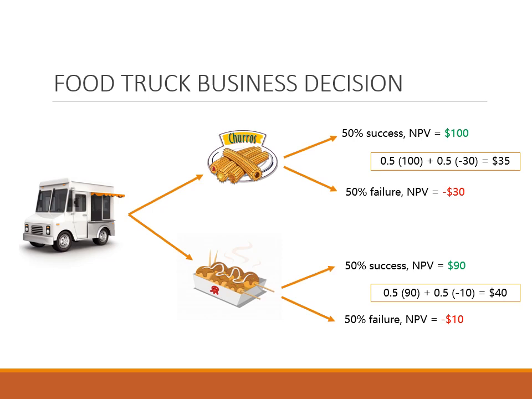Now, which business would you choose? You would choose the one with the higher value, which is takoyaki, right? So this is a very simple example of how you use decision tree analysis to assist you in decision making. Since we are in the oil and gas business, the options can be very overwhelming.